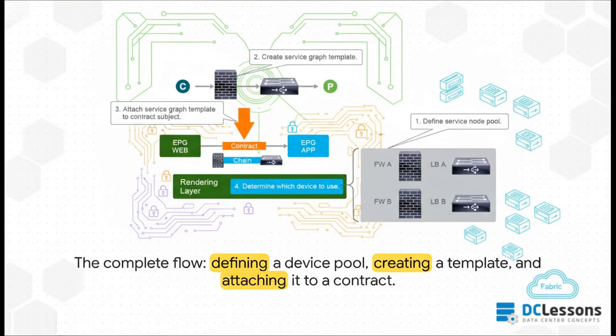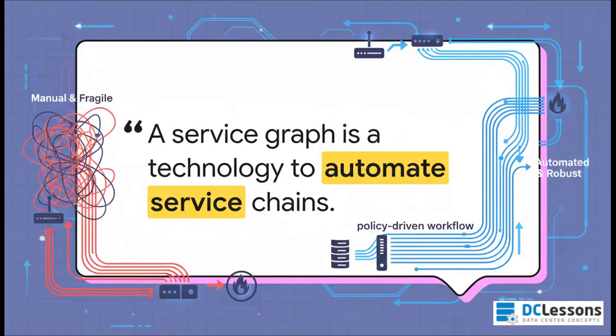And this final diagram just synthesizes that entire workflow beautifully. You can see the device definition over on the right. You see the abstract graph template up at the top, and right in the middle, you can see that template being applied to the contract between the web and the app EPGs. And the result, down at the bottom, is a fully rendered, completely automated service chain, brought to life by the fabric itself. Ultimately, if you remember just one thing from all of this, let it be this.